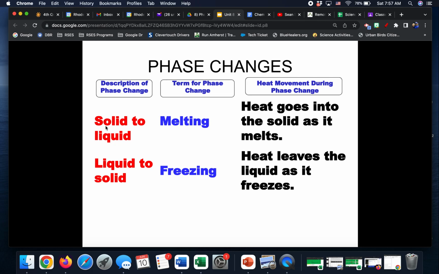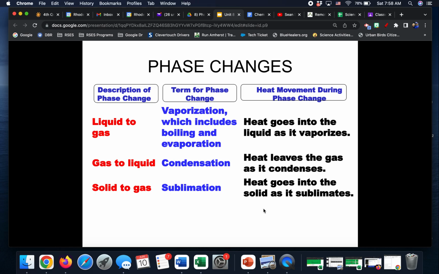So if you look over here, when a solid becomes a liquid, think of ice becoming water, that's melting. How does the heat move in that phase change? Well, the heat goes into the solid, speeds up the movement of the particles until they have enough movement to spread out a little bit, and they become a liquid. If we go a liquid to a solid, so backwards, let's say we start with water, put it in our freezer and make an ice cube, that's freezing. In that case, heat leaves the liquid. Well, if heat leaves, it's getting colder, the particles move slower, and eventually they get stuck in a fixed position, and they are now a solid.